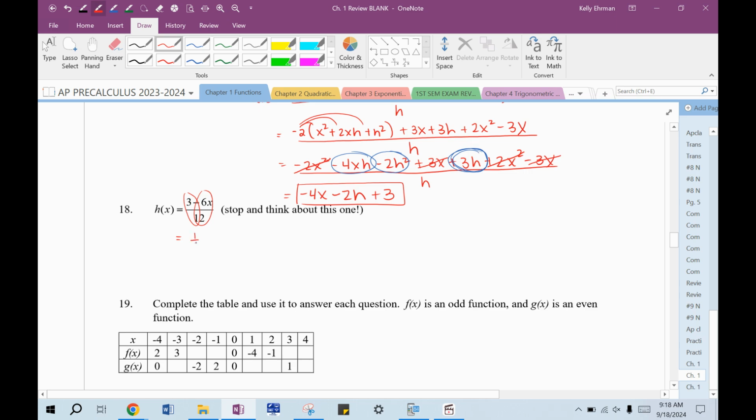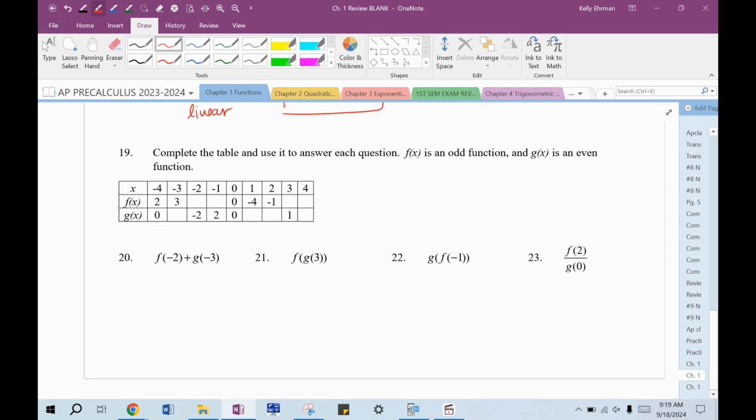3 over 12 is 1/4. 6 over 12 is 1/2, so minus 1/2 x. This is linear. And what is the slope? It's the number that's being multiplied by x. So m secant, the slope between any 2 points on this line, is negative 1/2. I don't have to actually do the difference quotient to get that answer. And I want you to skip the difference quotient because I want you to understand that we are finding the slope between any 2 points on the function. And if it's linear, you don't have to use this whole formula.